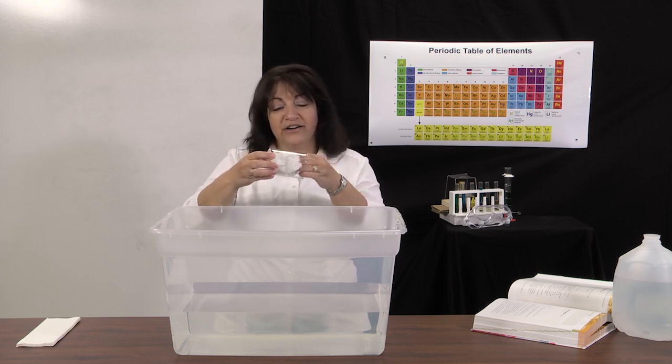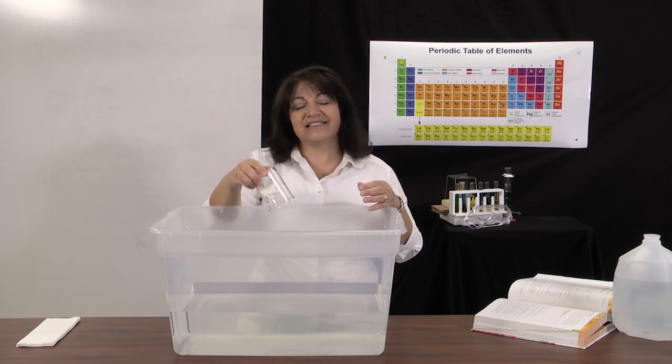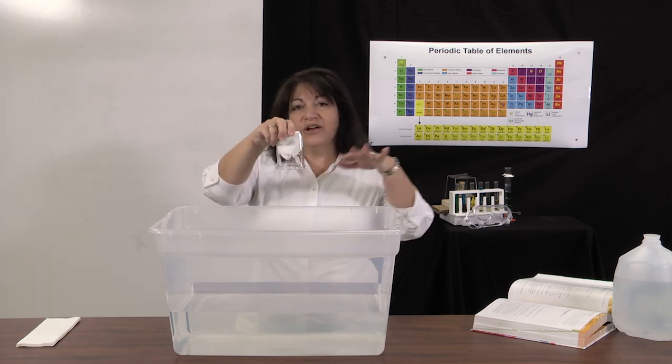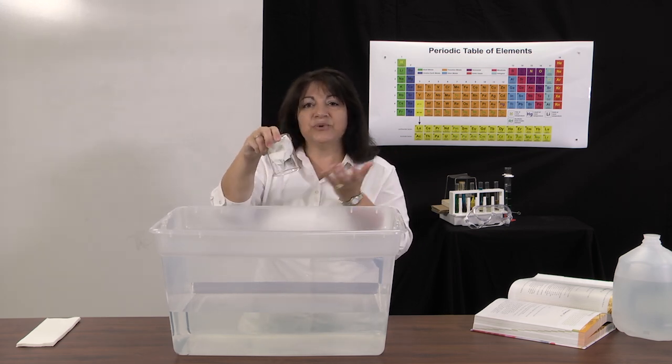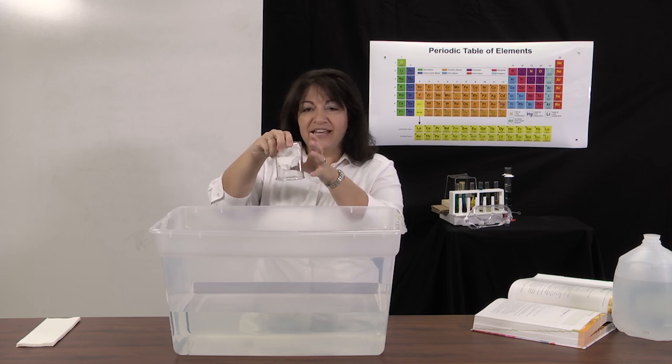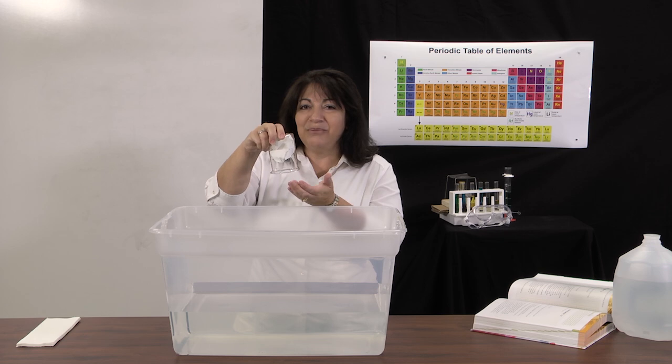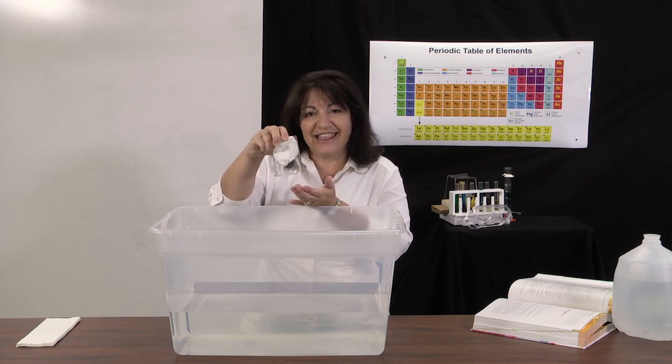Why did no water move up into the glass? Well, because it was filled with air. The beaker was full of something, so water couldn't get in there. There was no place for the air to go. It was stuck in the beaker, so water could not move into the beaker because air was already there.